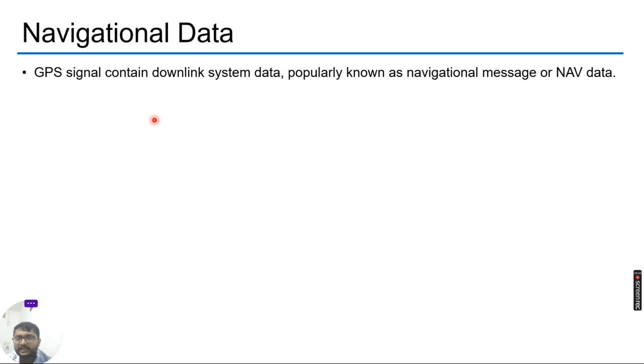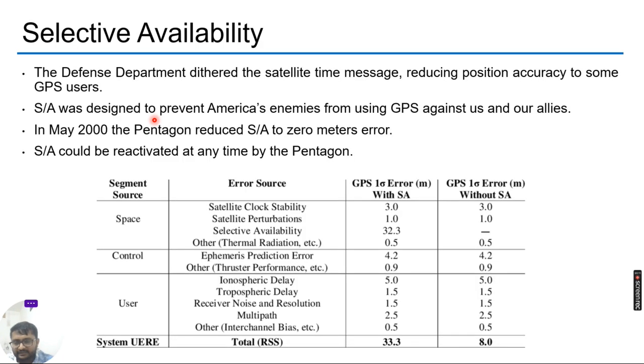Then we have the navigational data. Along with carrier waves and the ranging code, the third component is the navigational data, which we also get along with the GPS signal. It contains data related to satellites, coordinates, and system data, and we get a long message from the satellite end, which we will discuss later using real life applications.